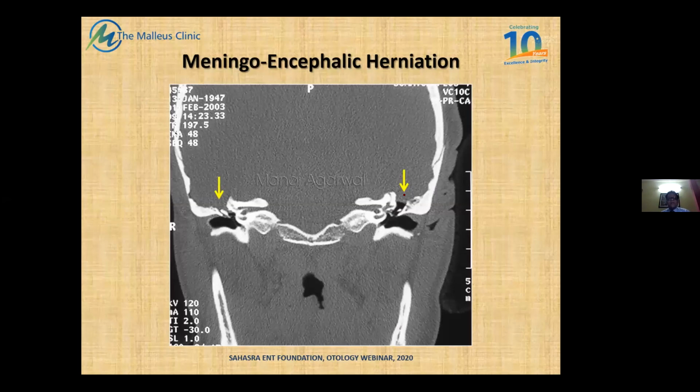Same patient, bilateral view again, in the same cut. So you can clearly see the meningoencephalic herniation. You can see that the scutum is not eroded here. So definitely it's not a case of a chronic inflammatory erosion of the tegmen. And you can see that the incus also is not eroded. The incus appears intact, at least. So it's very unlikely that you would have a bilateral cholesteatoma with bilateral erosion of the tegmen, and so on and so forth.